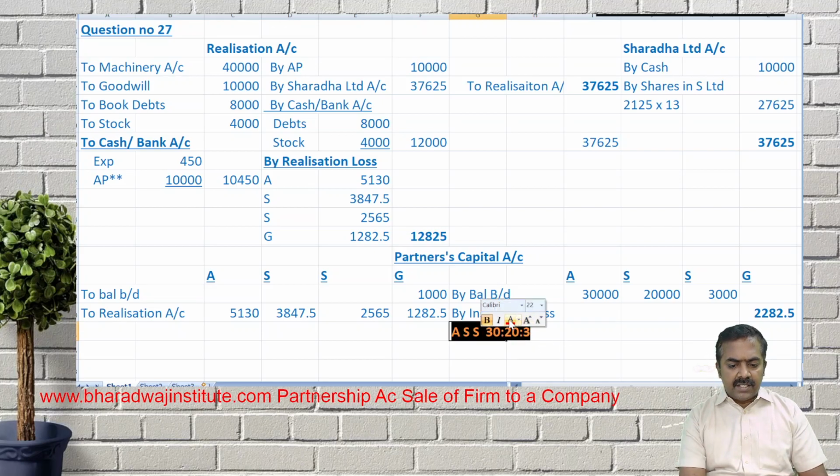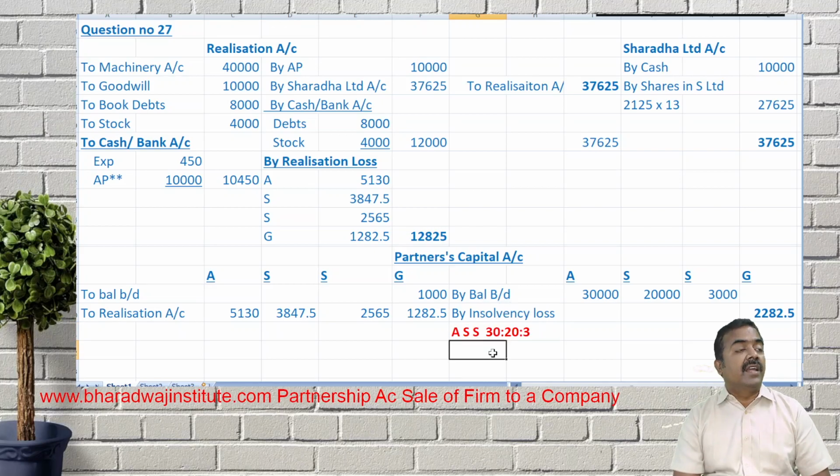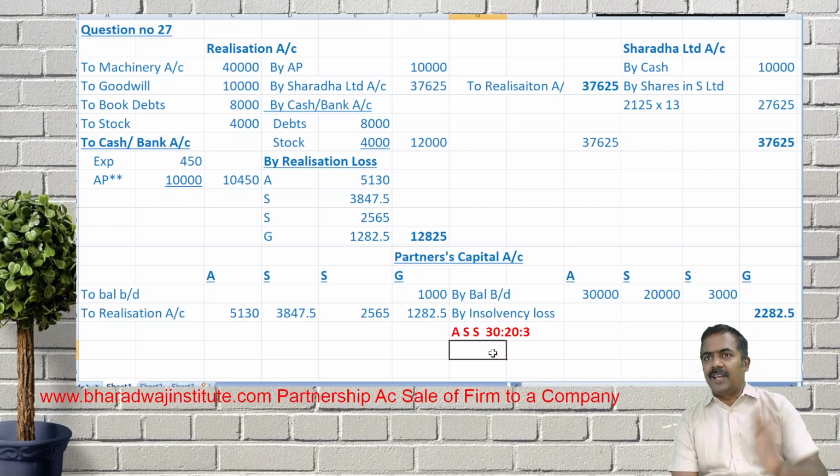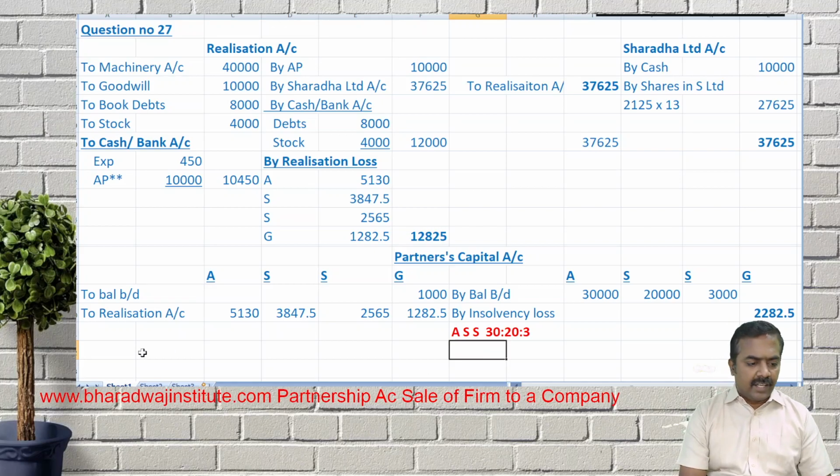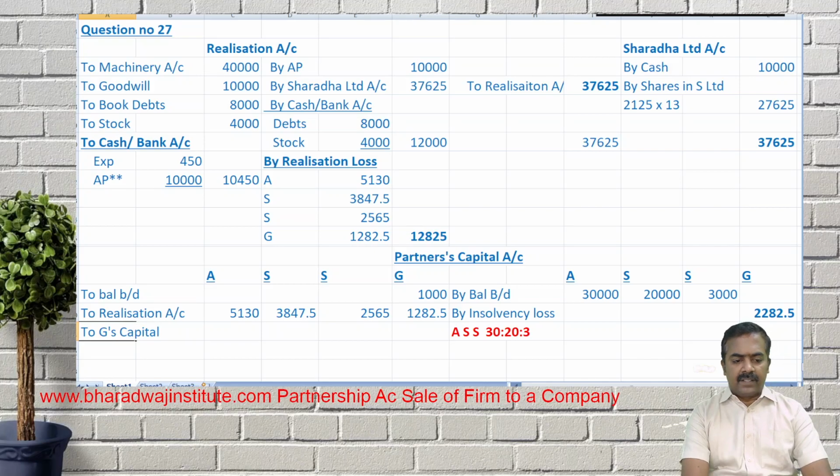See, G is not having any private assets or liabilities. So how will he pay? He will not pay. And the deficit should be borne by the other partners in which ratio? Capital ratio. To G's capital, bear that first. Put the 30 is to 20 is to 3 ratio.